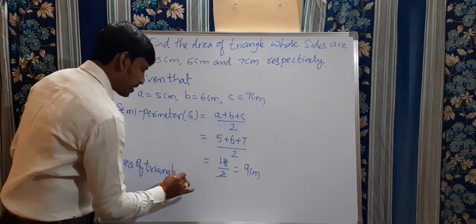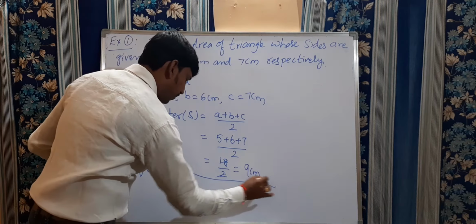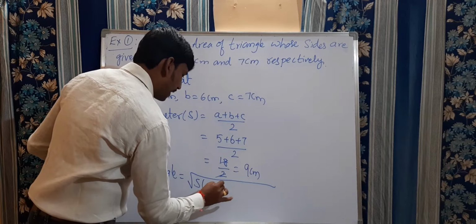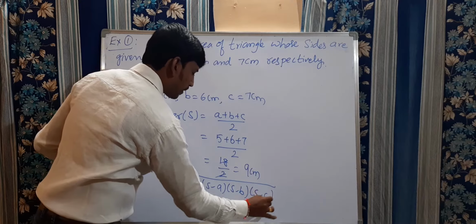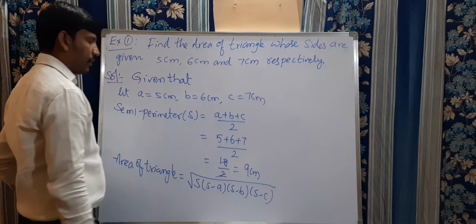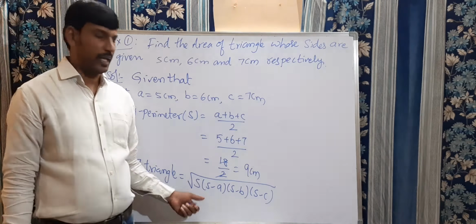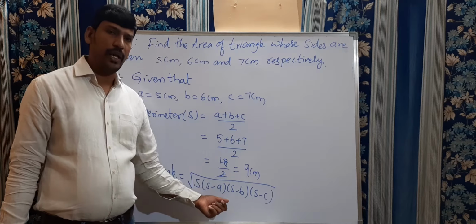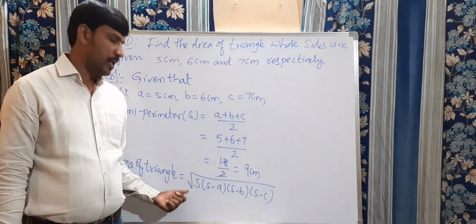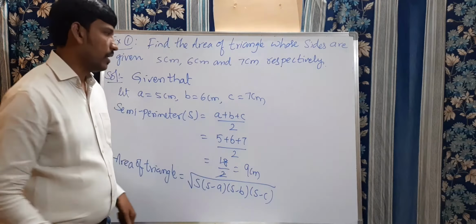By using Heron's formula, which is equal to square root of s into s minus a into s minus b into s minus c. Clear? From each and every value, you have to subtract from s. That is a value, b value, c value, subtract from s and multiply those three. Along with s also you have to multiply and find the square root. You will get the solution.